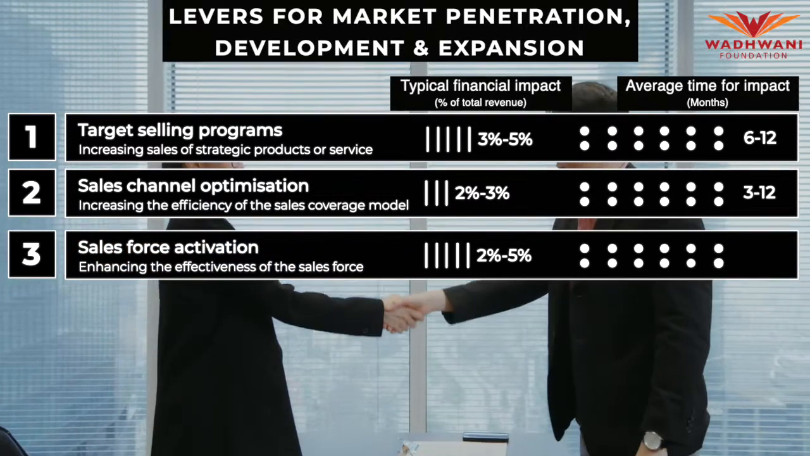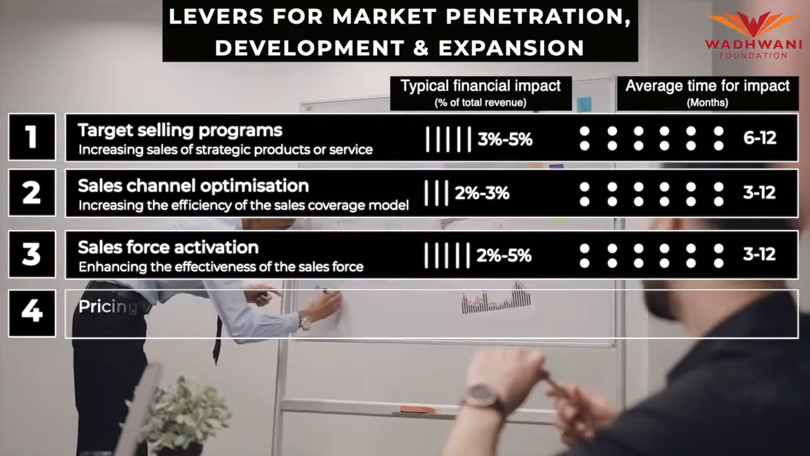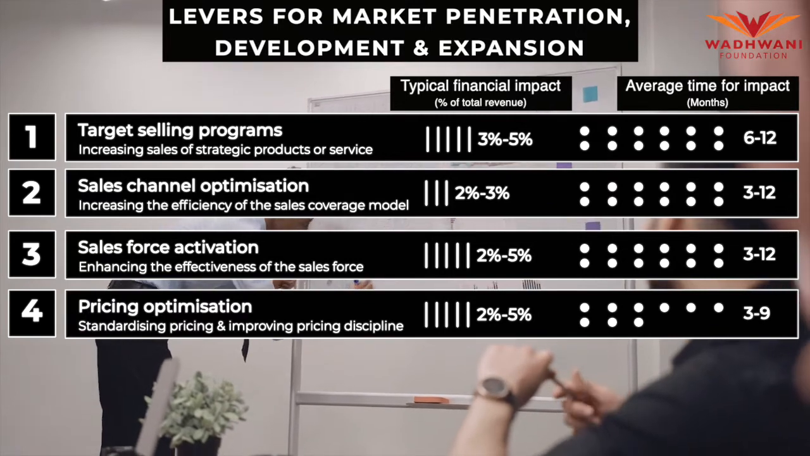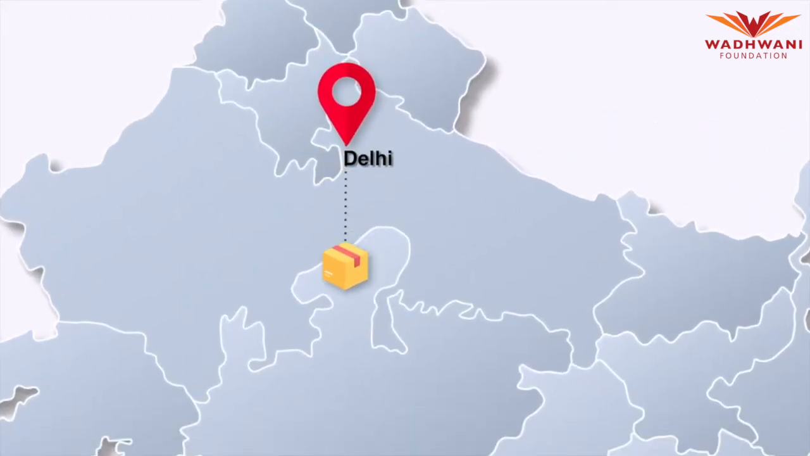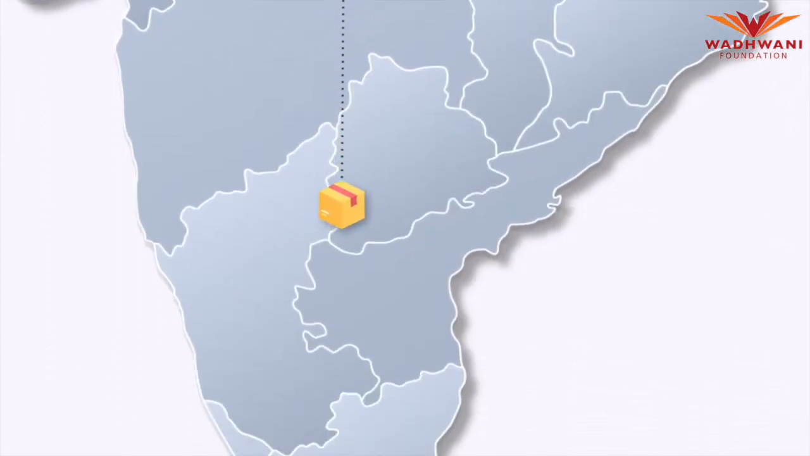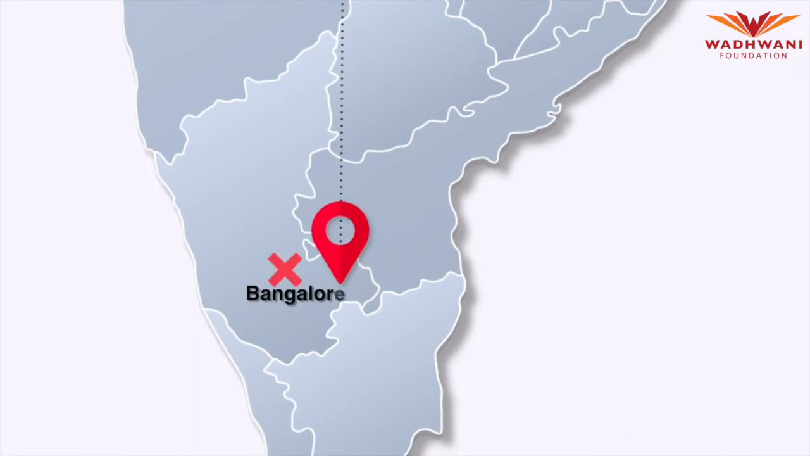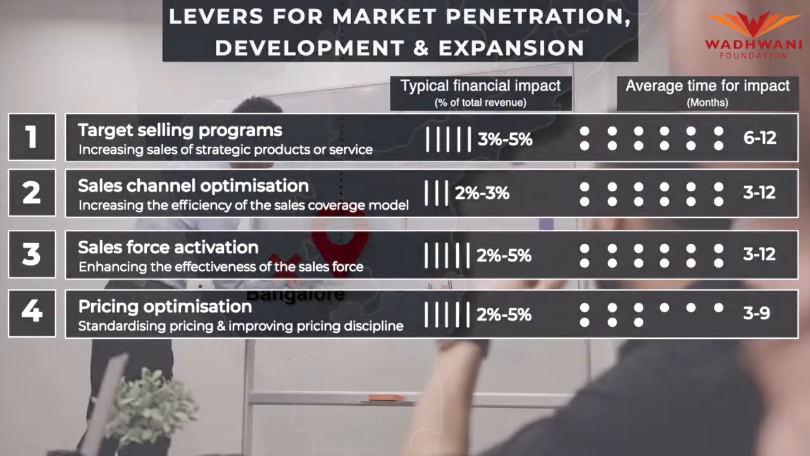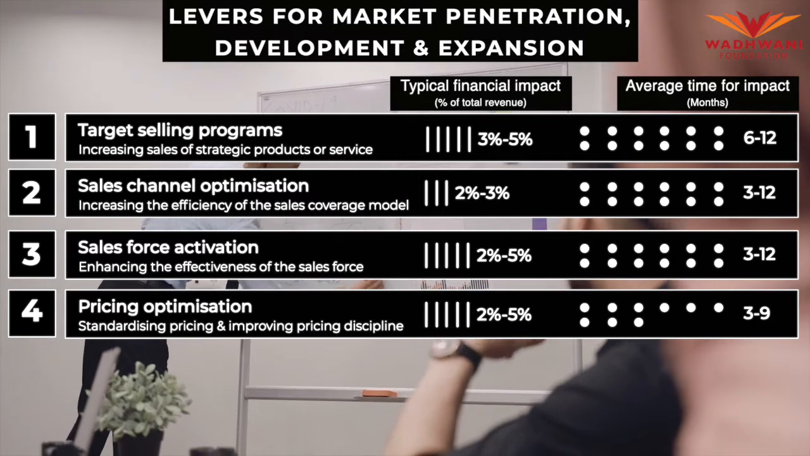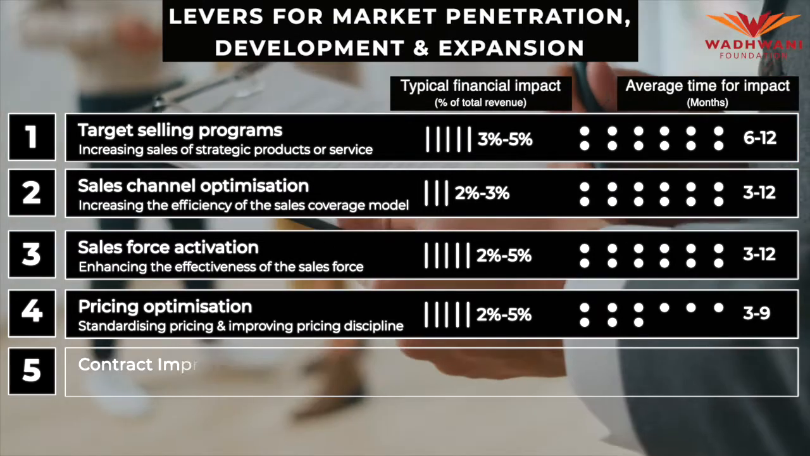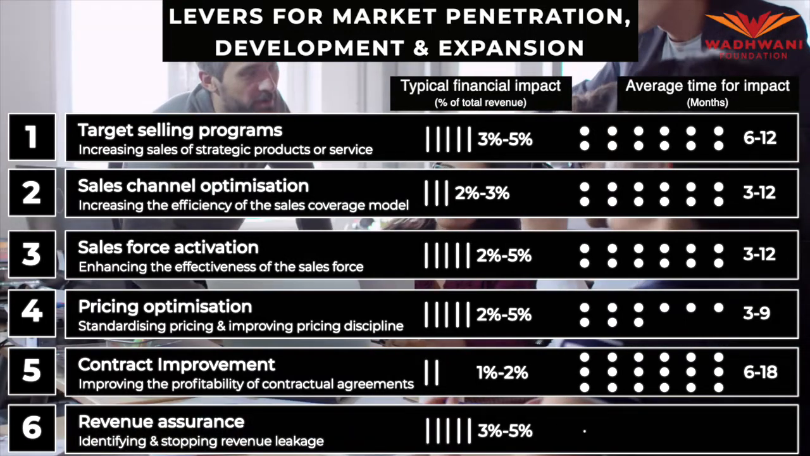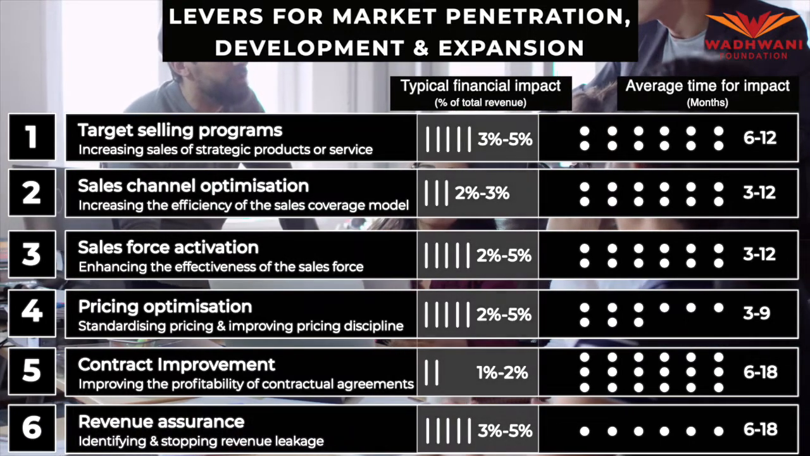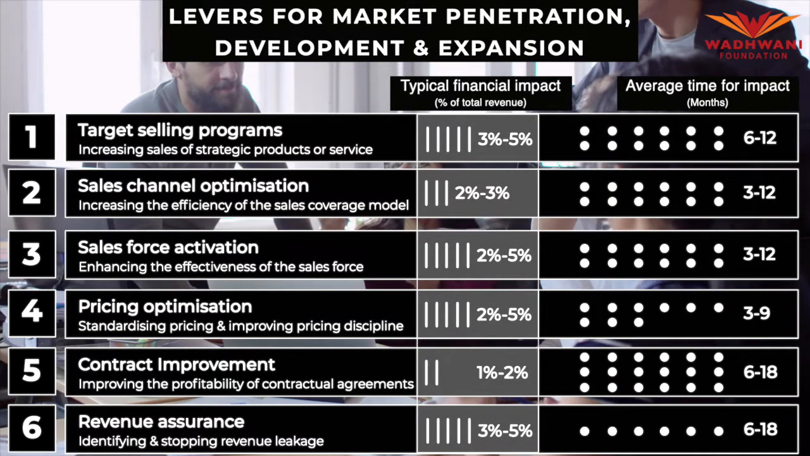Similarly, you need to hire more salespeople. You need to do pricing optimization. You may realize that, okay, I'm getting this product to the southern India market from north, but I can't sell that product at such a high price in south because the customer base is more price sensitive. Then you need to look at price optimization as one of the options. And then there are options with respect to contract improvement and identifying revenue leakages, right? And all these steps have different impact on your total revenue.